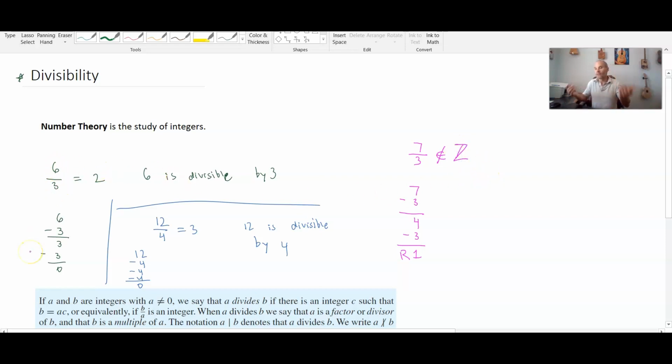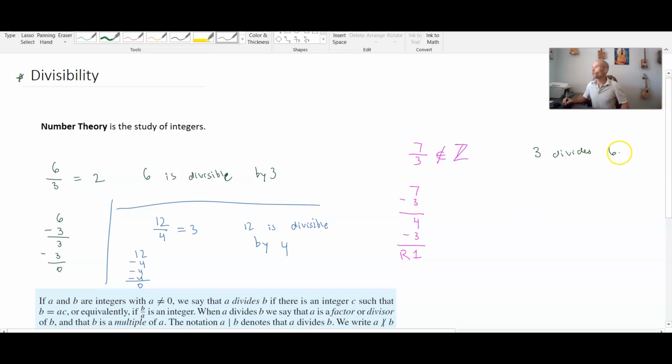6 over 3 is an element of the integers because it's equal to 2, and 2 is an integer. 12 divided by 4 is an element of the integers because it is equal to 3, and 3 is an element of the integers. But 7 divided by 3 is not. 3 does not go into 7 an integer number of times. So here's how we often write this. We say that 3 divides 6. This is new language. 3 divides 6 means that 6 divided by 3 is an integer, or that 6 is divisible by 3.